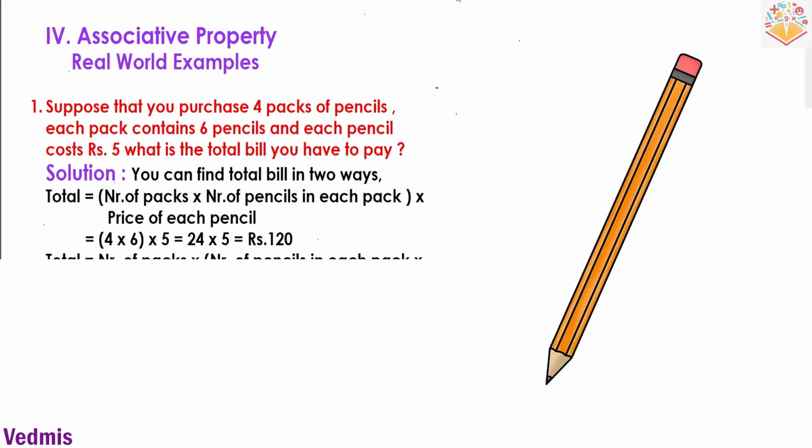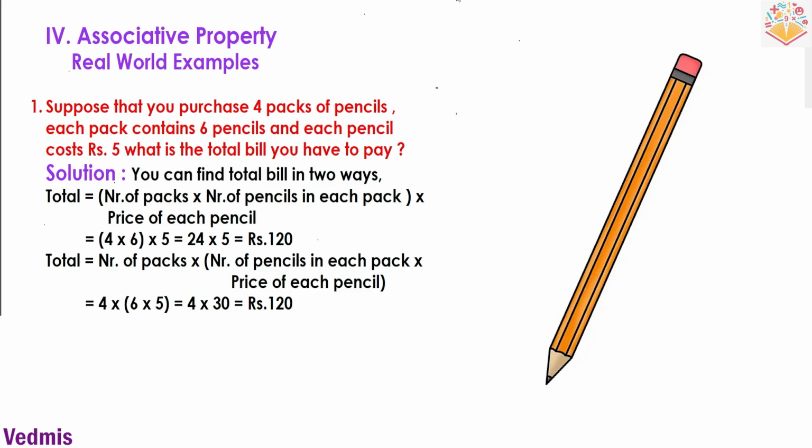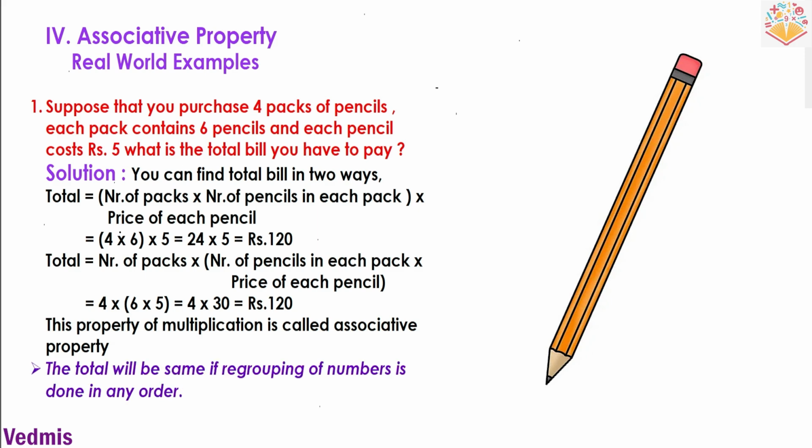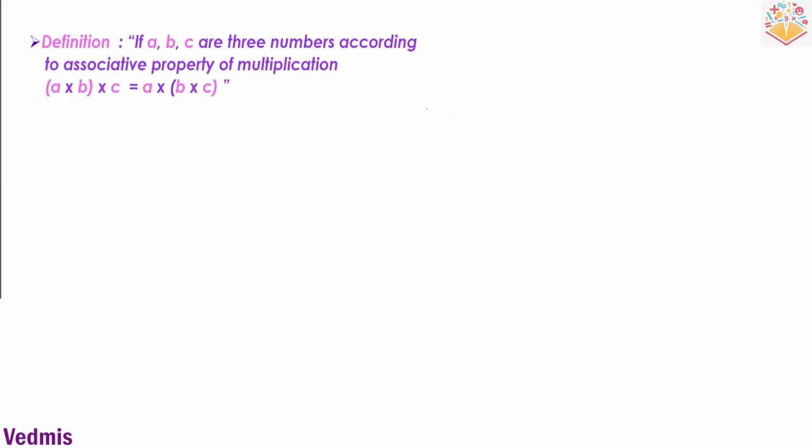In another way, you can group the number of pencils in each pack and the price of each pencil in another bracket. Now, the number of packs is 4. Take the product of the number of pencils and price, which is 6 5s are 30. 4 into 30, again you get the answer 120. This property of multiplication used here is called the associative property. The total will be the same if regrouping of numbers is done in any order, which is the meaning of associative property.